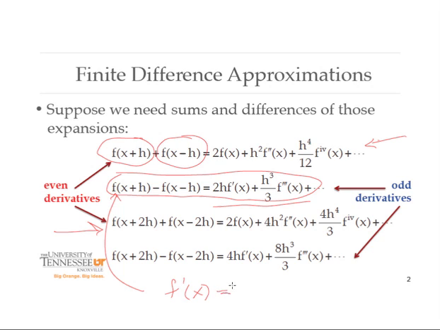You'd have to divide by 2h, but you could get it as f of x plus h minus f of x minus h all over 2h, and then you'd have those other remaining terms which could be represented as an error. It would be order h squared because you're going to divide through by 2h.